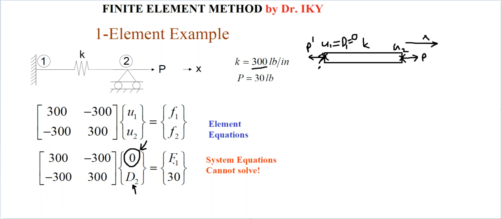And for the force vector, we don't know the value of F1. We try to solve for it. And F2 is the external given load, which is in the same direction as X. So because of that, we are taking that value as plus 30, considering the 30-pound load.